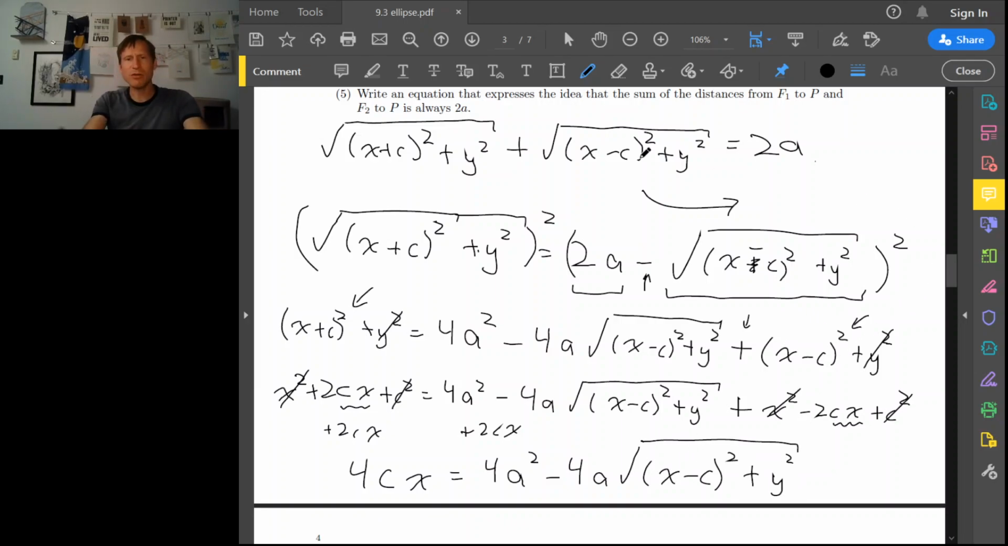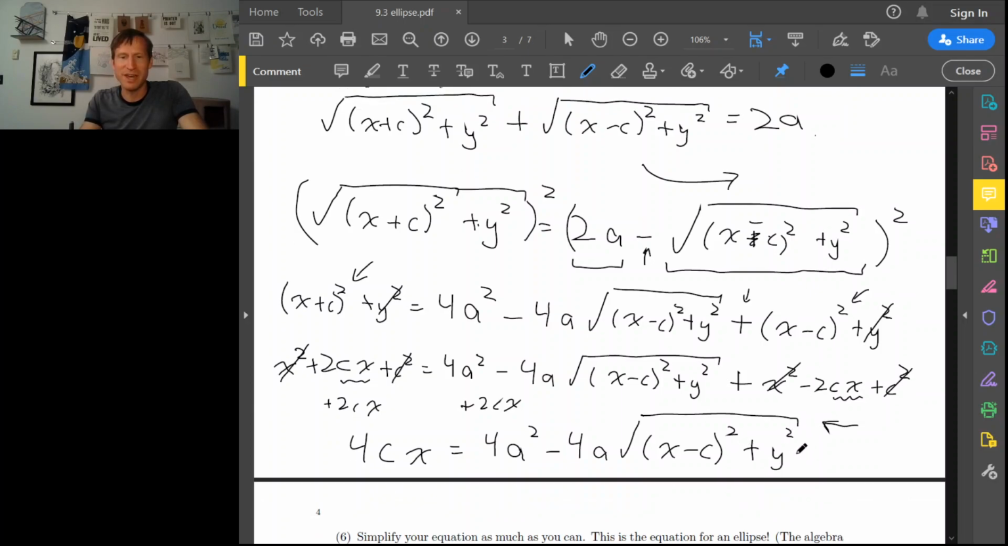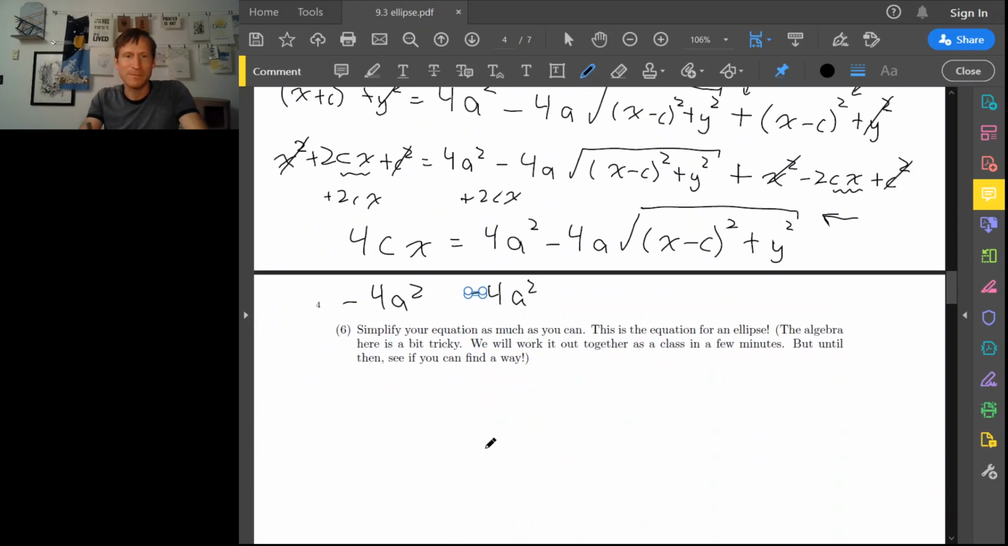Okay, so we got rid of half of the square roots. There's still a square root left, but when there's only one square root left, all you have to do to get rid of it is isolate this square root piece and then square both sides. So let's do that. I will subtract 4a squared from both sides, just to isolate the square root part.